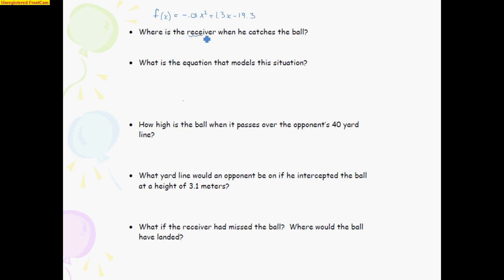Where is the receiver when he catches the ball? I don't get this from my model, that's how I get the third point. The opposite 20-yard line, which we called the 80-yard line. Right? The equation that models this situation is right here. I don't know why I wrote it at the top when they wanted me to write it right here.